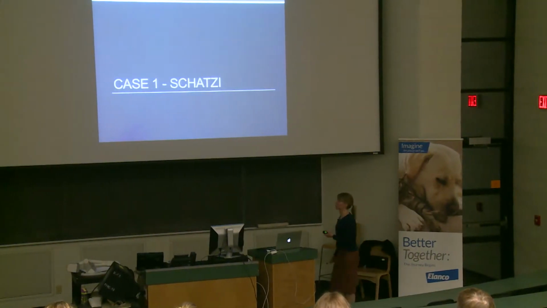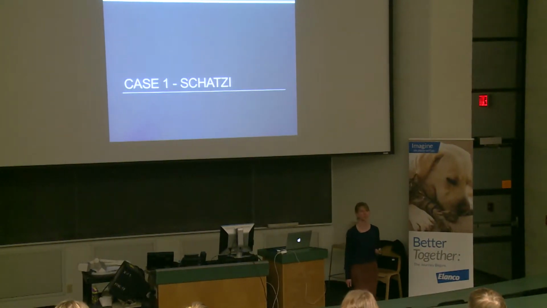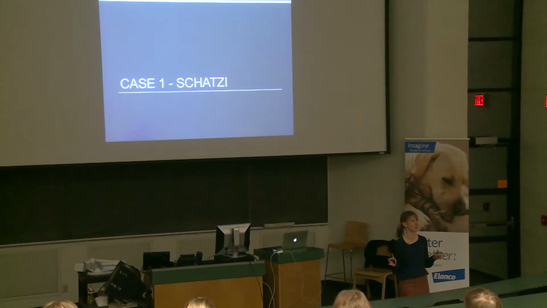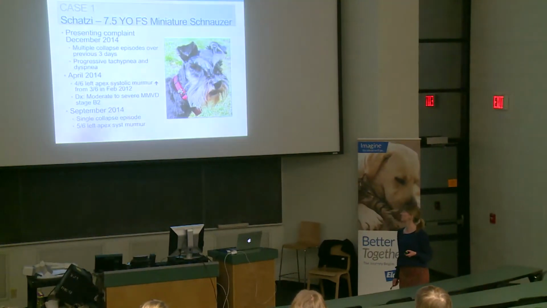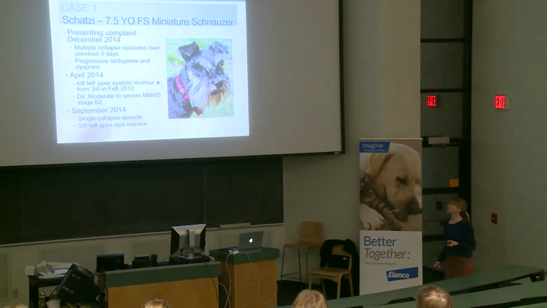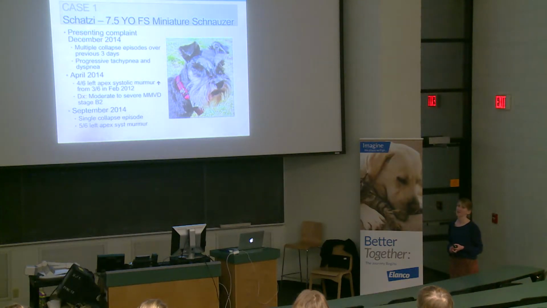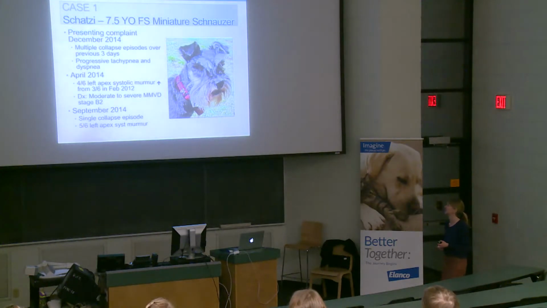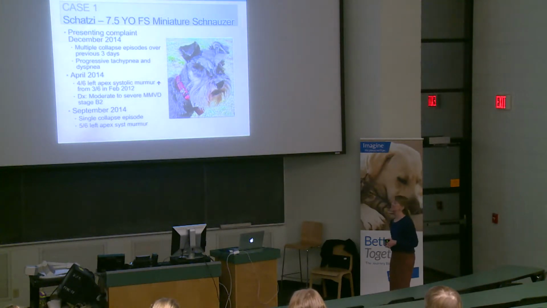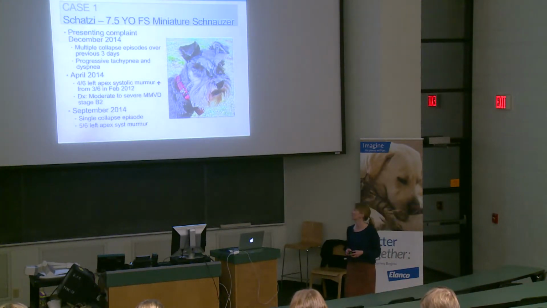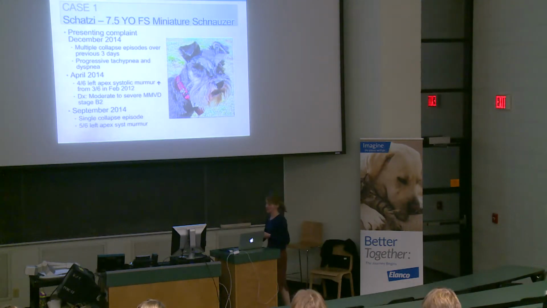Case number 1 was one of, I think, 4 schnauzers I had within the run of a month, and they were all collapsing and presenting dyspneic. So Schatzi is a 7.5-year-old female spayed miniature schnauzer. And she presented in December of last year with multiple collapse episodes over the previous 3 days.